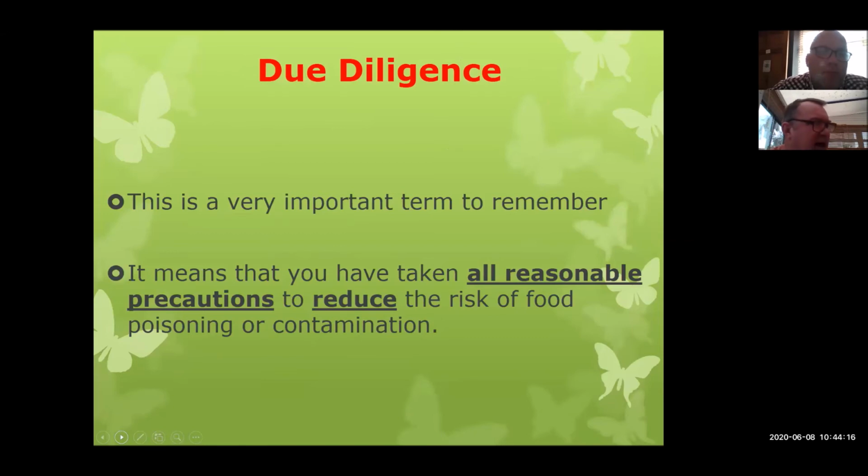Due diligence. Calvin, this is a question in the test paper, isn't it? Due diligence is always a question in the test paper. You would need to make sure that you know this, if you don't know this already. What is due diligence? You can see it's already on the screen. It means that you have taken all reasonable precautions. It is a legal term, and it may be something you may have to prove to an EHO, or more importantly, a magistrate. So if your food business got taken to court, you would have to show due diligence. And due diligence means that you've taken all reasonable precaution. So what is due diligence?